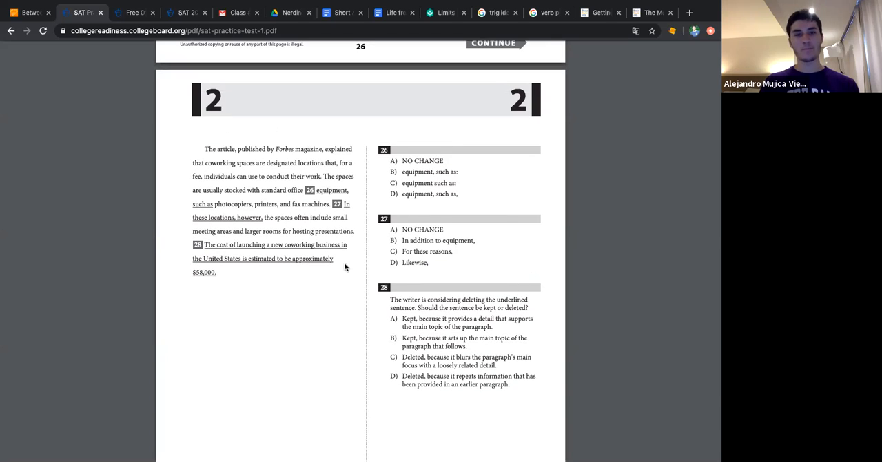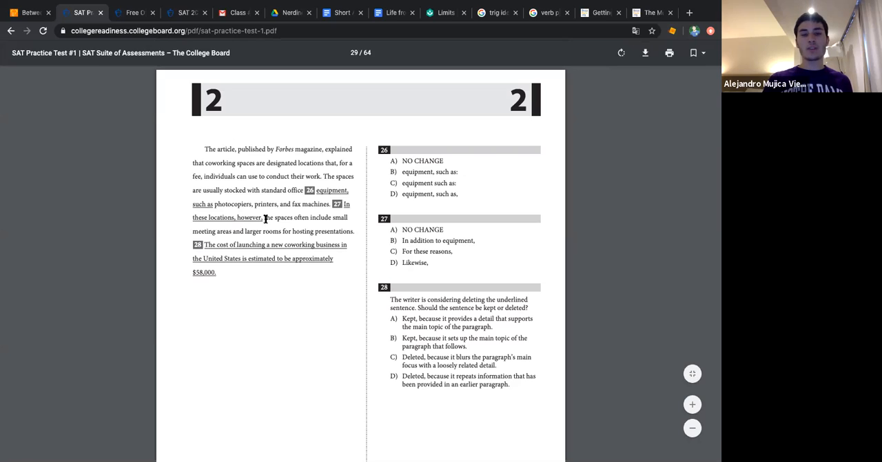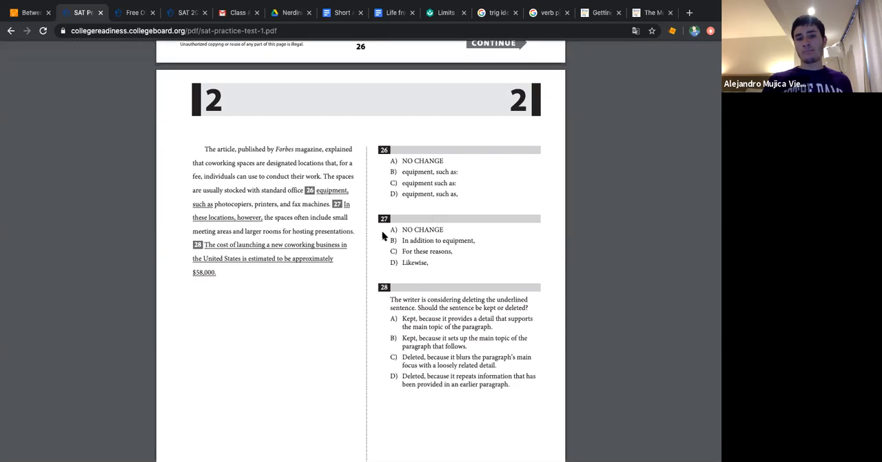Okay, number 27. The type of question this is, is transition choice. So: in these locations, however, the spaces often include and so on. In addition to equipment, the spaces include. For these reasons, the spaces include. Likewise, the spaces include. Okay, so likewise makes no sense because we're not talking about two analogous ideas that fulfill the same function. We're not able to connect it with likewise in that case.